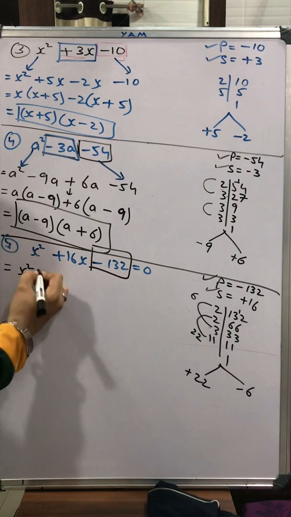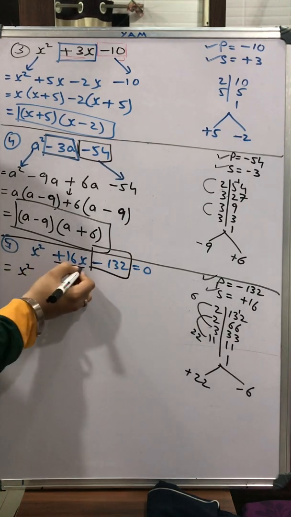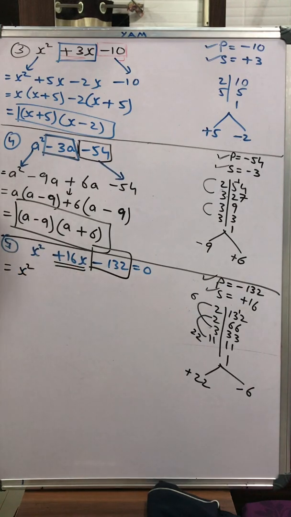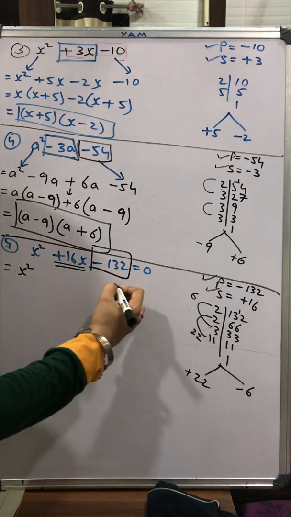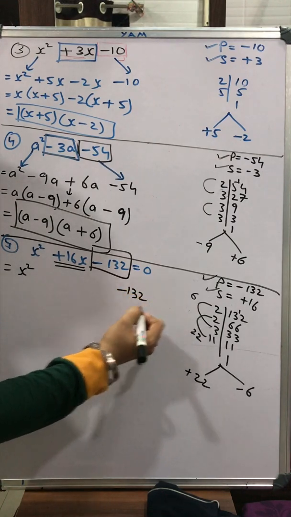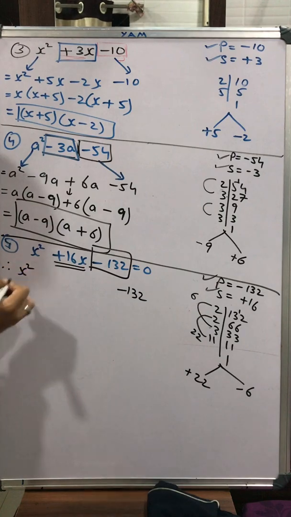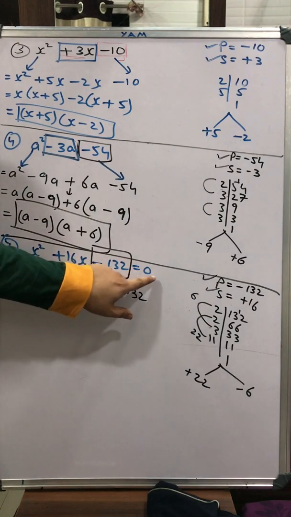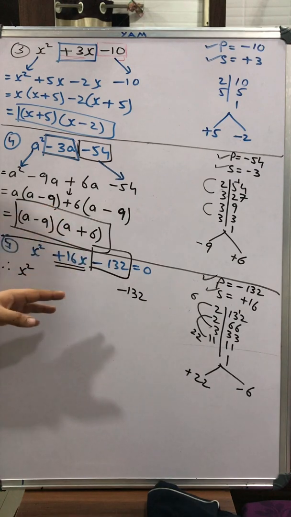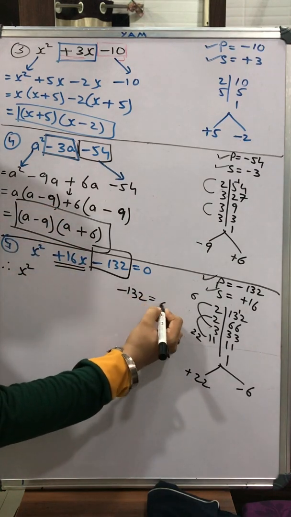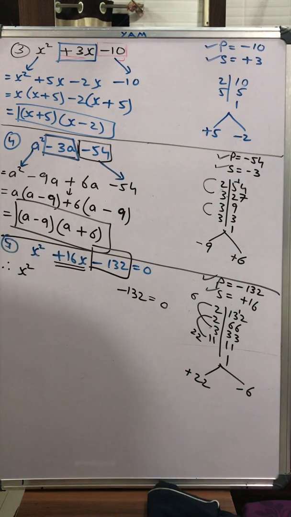x square I am writing as it is x square. I am splitting up the middle term, so I'll not write plus 16x, I'll just write minus 132. Students, if you observe in this question, I have written equal to 0. No harm. So the only change will be here, I'll write therefore. If you have equal to 0 sign here, then only you will write therefore, and every time you will copy this equal to 0. If you don't have equal to 0 sign, you will write equal to sign over here. The logic is in one expression, in one line, there should be only one equal to sign.